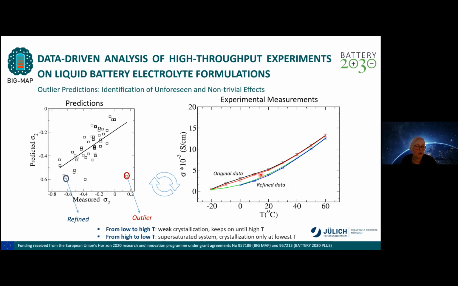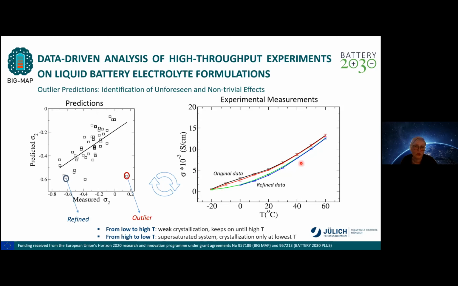What the model could also predict in addition are so-called outliers, or identification of unforeseen and non-trivial effects. And here you can see that for one given data set, the model predicted a negative value, but the experimental value was actually a positive one. So this data set was sent again for experimental evaluation, and the outlier you can see here with the red or the black line.